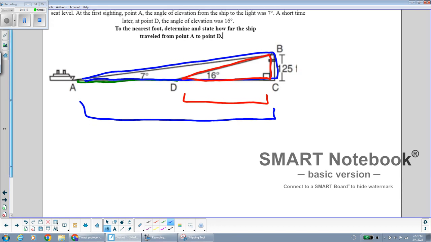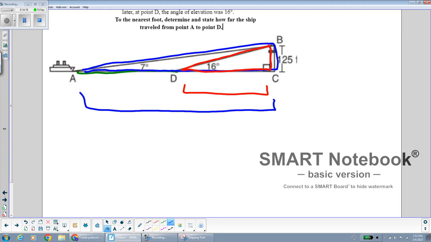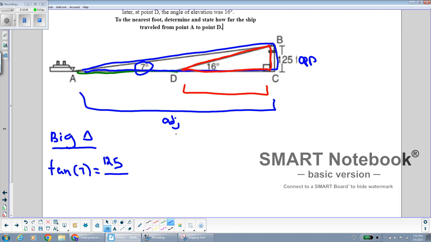So in order to do that, we're going to need two different trig ratios. We're going to need one for the small red triangle and one for the big blue triangle. Let's start with the big blue triangle. So we have our focus angle, the 7 degrees, and I have the side that's opposite from it. And I'm looking for the leg that is adjacent. So let me set up a tangent ratio that's opposite over adjacent of the 7-degree angle. And that's equal to 125 over, I'll just call this x because I'm solving for it.